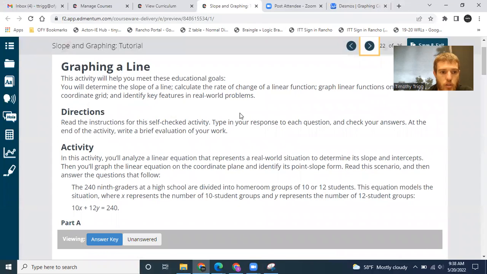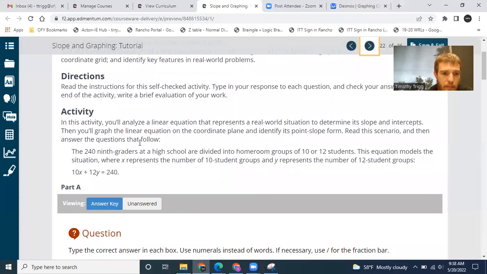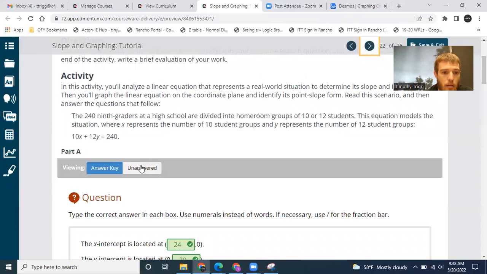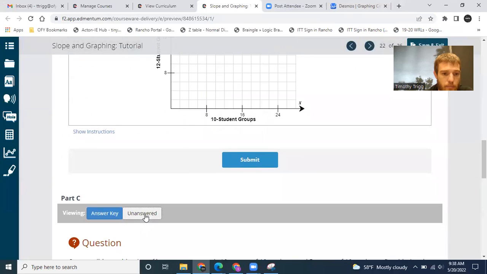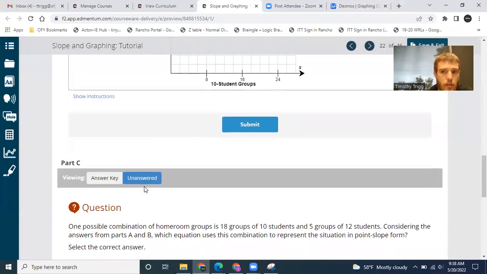Join me on page 22 here. In this activity, you'll analyze a linear equation that represents a real-world situation to determine its slope and intercepts. Then you'll graph the linear equation on the coordinate plane and identify its point-slope form. Read the scenario and then answer the questions that follow. Let me put unanswered on all these. We don't want the answer key. Okay, great.